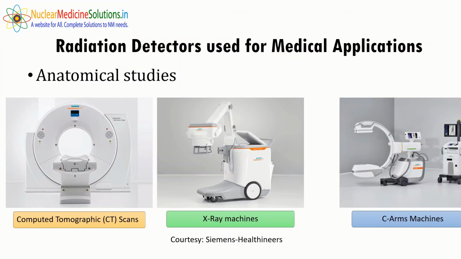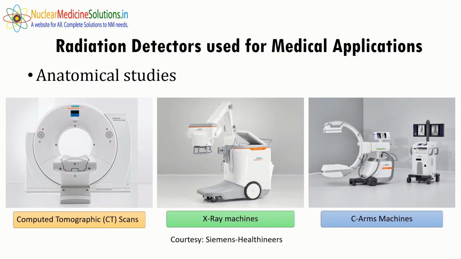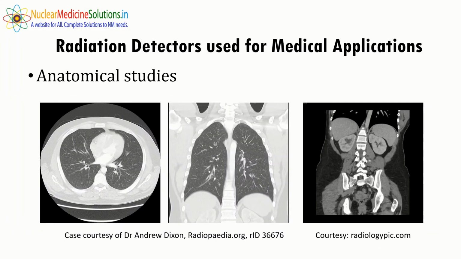Radiation detectors are used in anatomical studies for various diagnostic purposes in CT scans, X-ray machines, C-arm machines. These are all radiation generating equipments, and there are various detectors used in these machines to see human anatomy and to some extent physiology. The images of these equipments look like this. This is the image of CT chest and this is the image of whole abdomen.